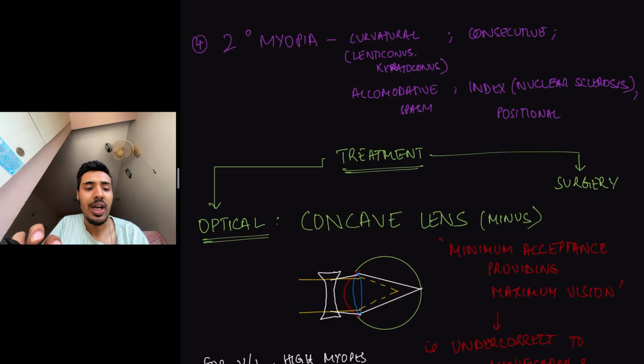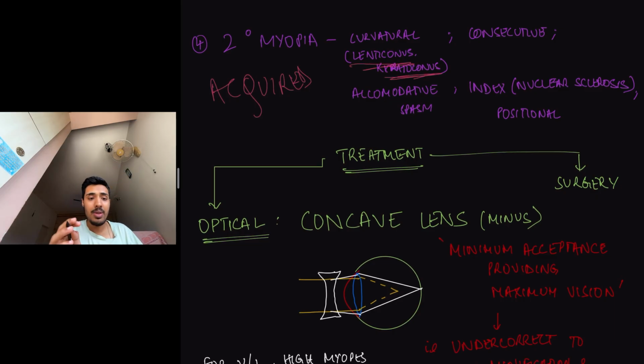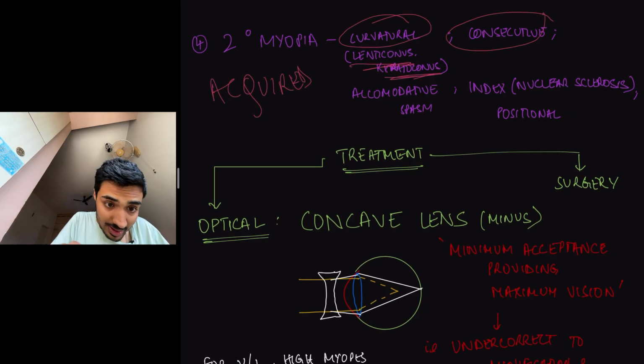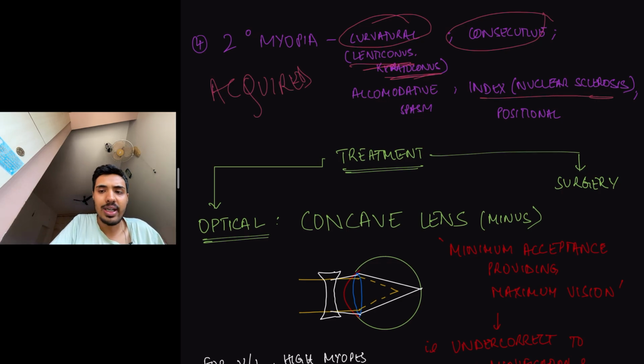Then coming to secondary myopia. Secondary myopia is due to acquired changes during lifetime. Example, lenticonus, cone-shaped lens, or keratoconus. At that time the lens and corneal curvature will increase, which will cause curvatural myopia. Consecutive myopia is due to human error. For example, I implant overpowered IOLs after cataract surgery, or I overcorrect hypermetropia during LASIK. Then index myopia due to nuclear cataract, positional myopia, anterior dislocation of lens, for example Weil-Marchesani syndrome, and accommodative spasm, as I told. These are all secondary myopia changes.